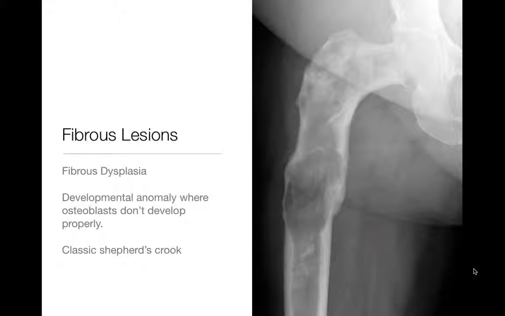In fact, anytime you see a lesion in the proximal femur, you should probably at least entertain the possibility of fibrous dysplasia, just because it's a common place for it to occur. So something to think about in the proximal femur. Think about fibrous dysplasia for things that look sclerotic there as well too.